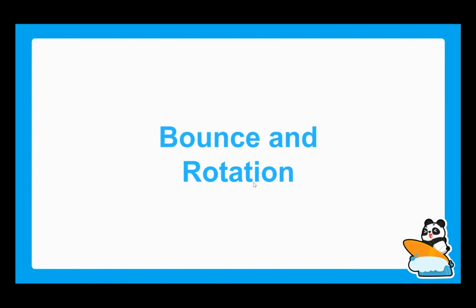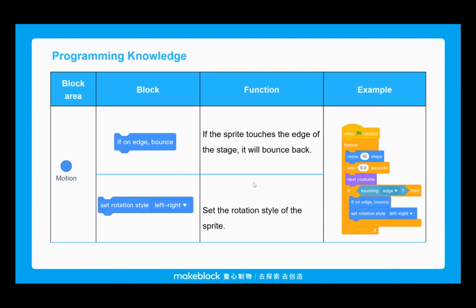Okay, so we can start to move on to something a bit more complex. There's another couple of blocks we're going to introduce you to, which are the bounce and rotation. These are basically another couple of ways in which we can control the behavior of the sprite depending on what happens, when that conditional statement is met. Again, I think these are fairly self-explanatory, but obviously, if on edge, bounce basically means that if the sprite touches the edge of the stage, it will bounce back and go the other way.